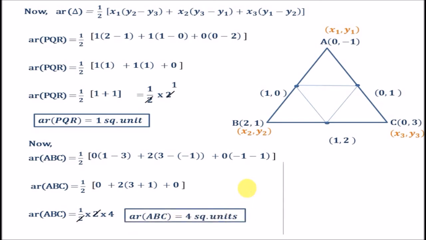The question was also asking us to find the ratio of the areas. So area of PQR by area of ABC equals 1 by 4. So the ratio will be 1:4. So the question is done. We got the area of the triangle formed by joining the midpoints of the sides as 1 square unit, the area of the given triangle as 4 square units, and their ratio as 1:4.